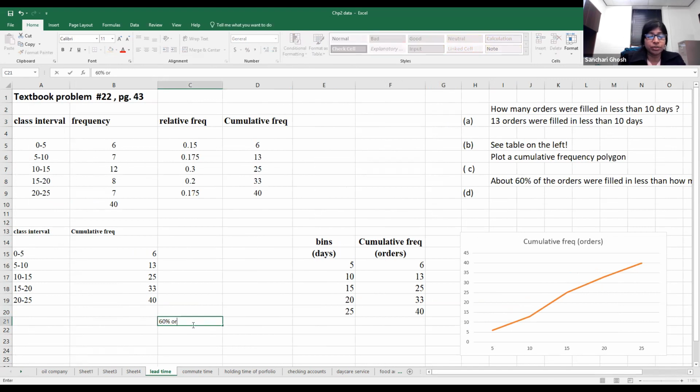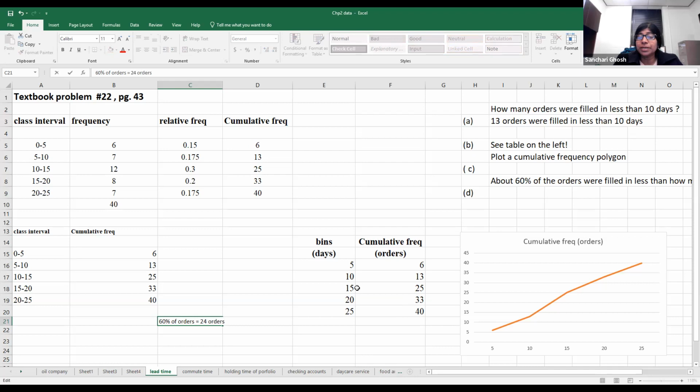So 60% of the orders, what is 60% of the orders? 60% of orders would be how many orders? Equals how many total orders were there? 40. 60% of 40. So that brings us to 24 orders. So 24 orders are filled in less than how many days?